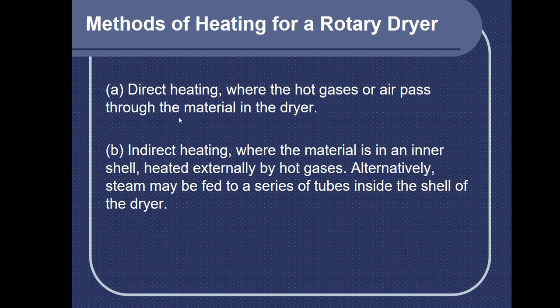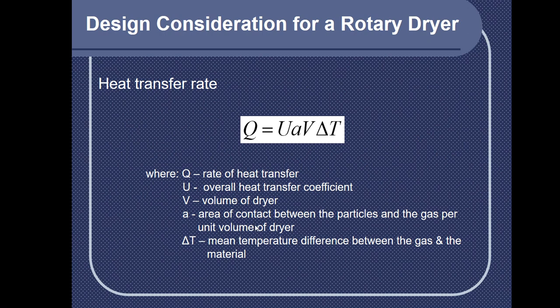As for the methods of heating for a rotary dryer, you have direct heating or indirect heating. Direct heating is where the hot gases or air pass through the material in the dryer, and indirect heating is where the material is in an inner shell heated externally by hot gases. Alternatively, steam may be fed to a series of tubes inside the shell of the dryer. That is in the case of indirect heating.